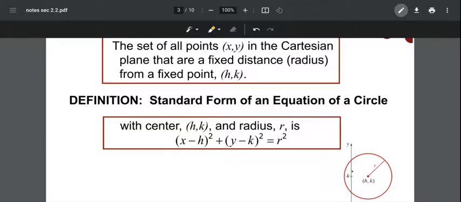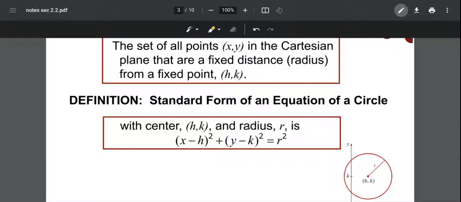So here we have a circle. The center of the circle we call the ordered pair with coordinates h, k. Now r stands for radius. Radius represents the distance from the center to any point on the circle. So that's why the radius is always going to be the same number, because the distance from the center to any point on the circle is always equal.